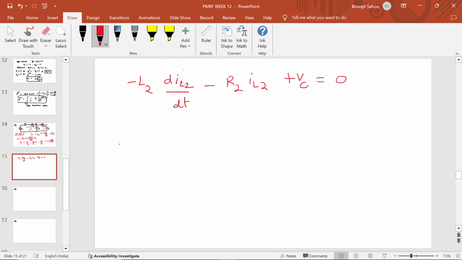From here, you just find out this term. This is the differential state equation in IL2. So IL2 dot is nothing but minus R2 by L2 IL2 plus Vc by L2.